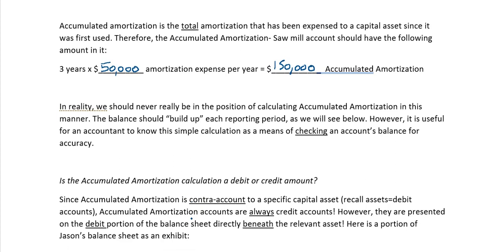In reality, we should never really be in the position of calculating accumulated amortization in this manner. The balance should build up each reporting period, as we're going to see below. However, it is useful for an accountant to know the simple calculation as a means of checking an account balance for accuracy. If you're having a situation where it's uncertain what should be reported as accumulated amortization under the straight line method for X amount of time, you can do this kind of calculation and verify that the reporting is correct.